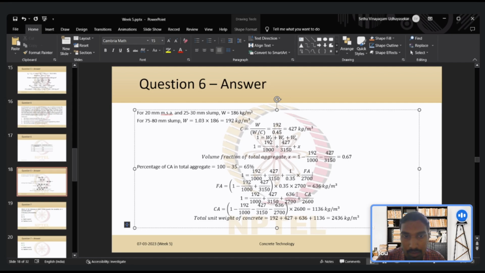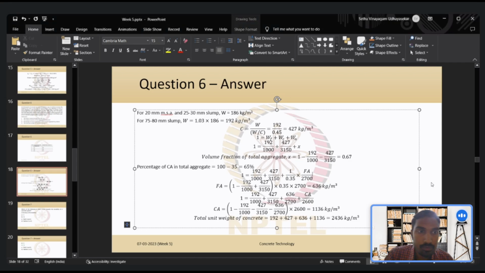And then finally we found out the content of the coarse aggregate using the same relationship. We know water, cement and fine aggregate now, so the only remaining component is coarse aggregate. We found that for coarse aggregate it is 1136 kilogram. Now knowing all the individual components' unit weight, we just sum them up to get the total unit weight of concrete, which came out as 2436 kilograms per meter cube.